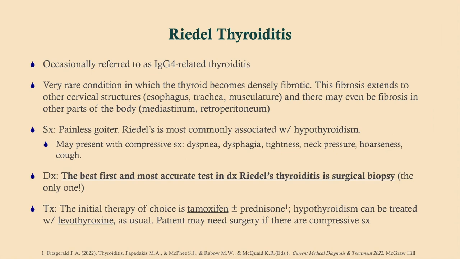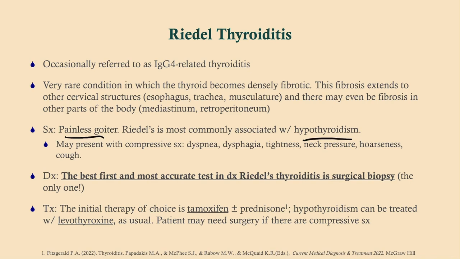Riedel thyroiditis is fairly unique because this is very densely fibrotic and it can invade surrounding structures. So this fibrosis will extend to other cervical structures, including the esophagus, trachea, and musculature. And so we really need to get ahead of this because this can cause some serious damage. This is also going to be a painless goiter, and it typically presents with hypothyroidism.